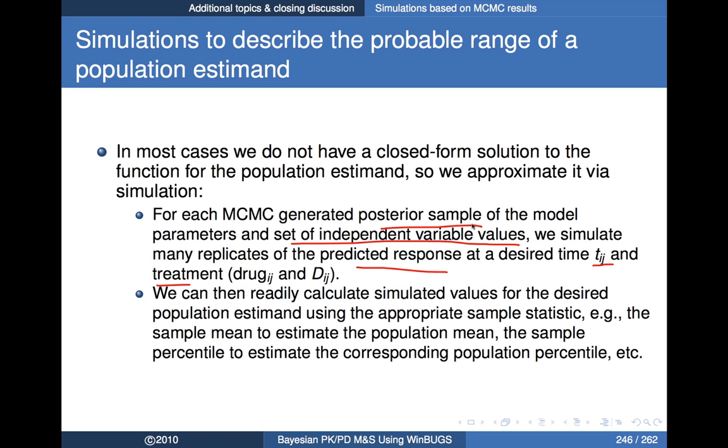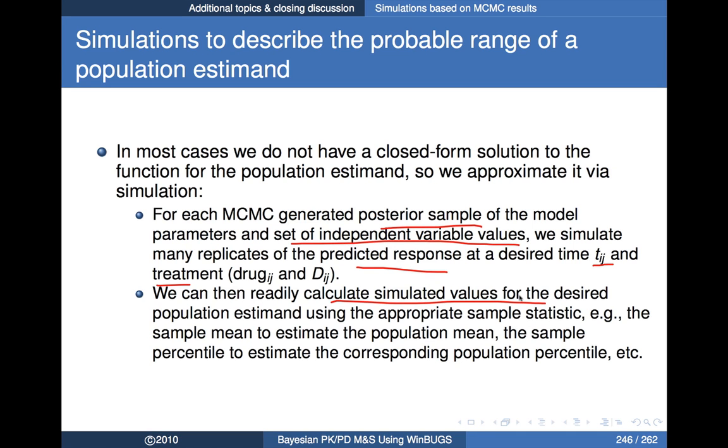And we're going to do this now for each posterior sample. We're in effect going to simulate a population of people and their responses. And then to get the corresponding estimand, we're going to be using sample statistics for doing that. So we basically simulate the response at a particular time, dose, and drug. And then we calculate our simulated values for our population estimand by using the corresponding sample statistic.